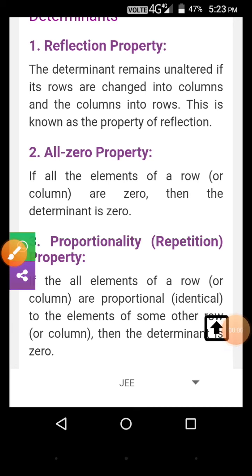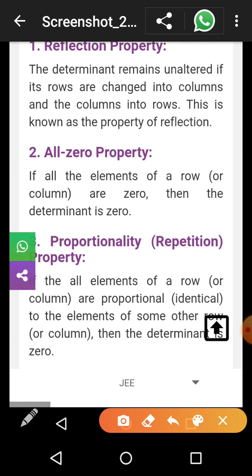Good evening. This video is about properties of determinants, and we will be doing some of the properties of determinants. Let's see what these are.